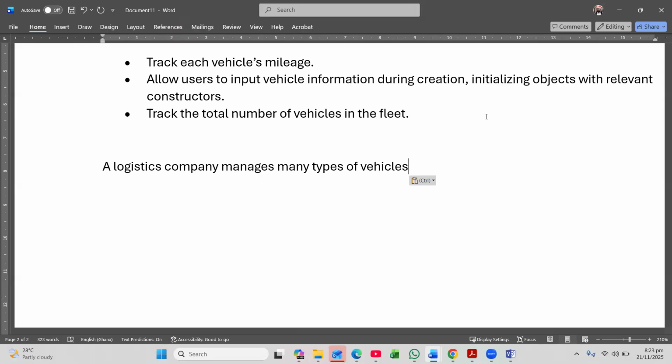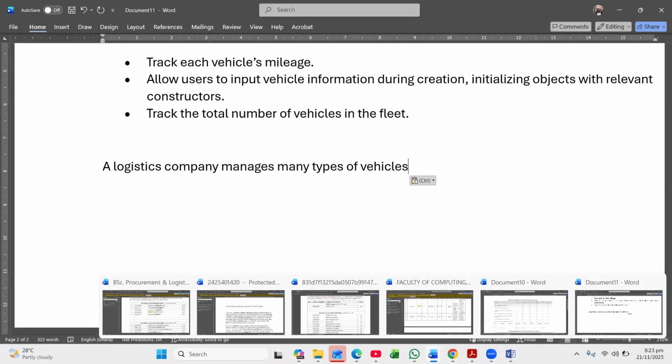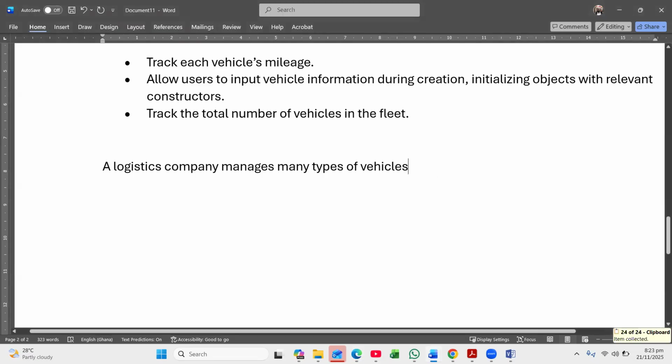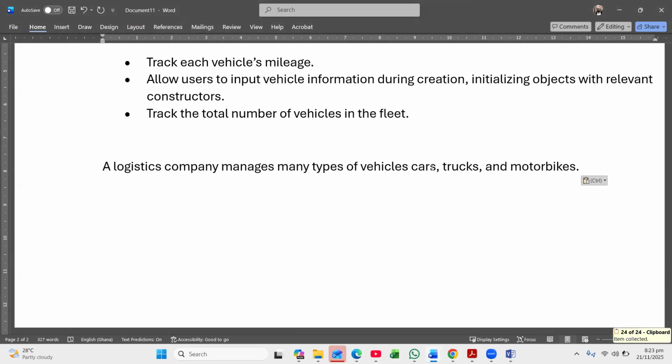difficult, because all they want you to do is this: a logistics company manages many types of vehicles and they want you to build a system to help them manage those vehicles. That's what they want you to do. And the vehicles they want you to help them manage are cars, trucks, and what? Bikes. These are the things they want you to help them manage. Full stop.